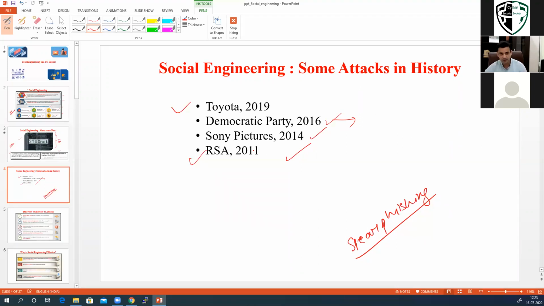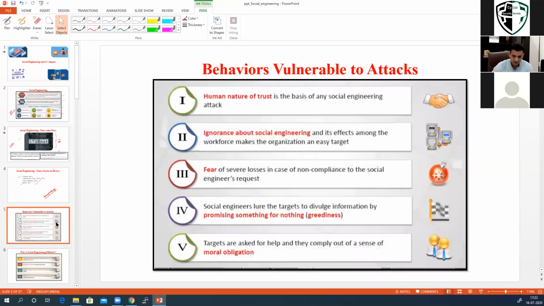You can look at these historical events that have happened. Nowadays these attacks are pretty common, which is why we are concentrating more on social engineering activity. I think the term is clear, so we'll move on to what is ahead in this discussion. We can talk about some of the behaviors that are vulnerable to attacks, and how people get into these kinds of attacks. I will tell you one by one, and if you have questions, we can take them at the end.